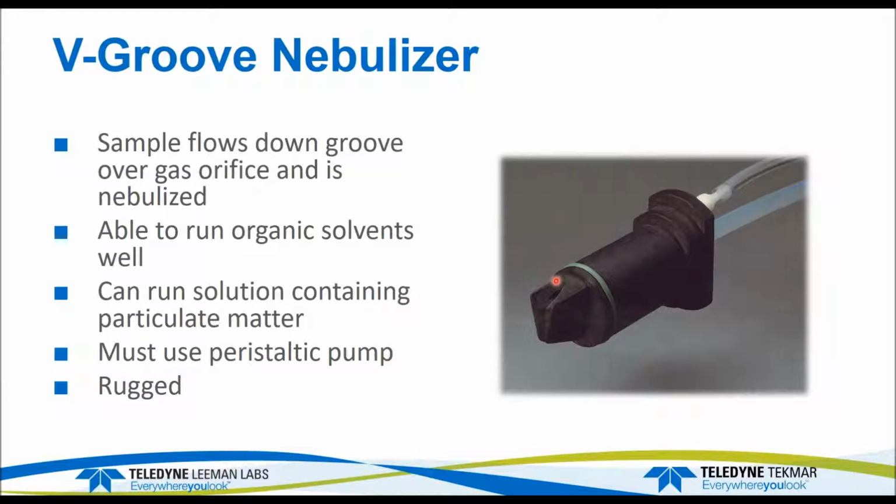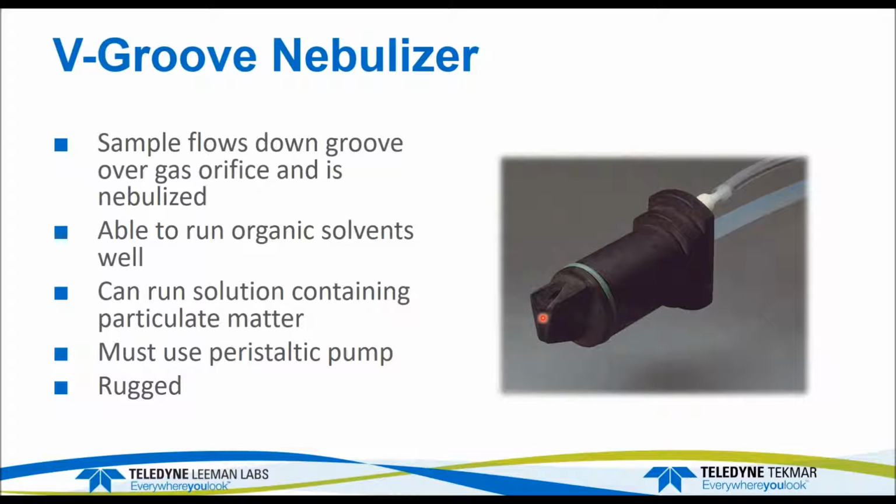But this one is made of Ryton, machined from one piece of Ryton, and the sample is pumped through this top tube, travels through and comes out this relatively large orifice. So any particulate that gets past the autosampler probe or the sample probe that you're using, if there's a filter, as long as it fits through the pump tubing, it'll just come right out the sample orifice there and not clog it. And then the organic solvent drips down the V groove, and there's a gas port right about where that laser pointer is, and that's what does the nebulization.